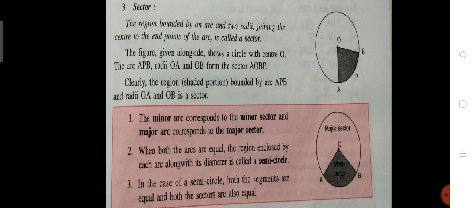And when both arcs are equal, it is the region enclosed by each arc along with the diameter, that is, the semicircle. In the case of a semicircle, both the segments are equal and both sectors are also equal. That is the important thing for a semicircle. So these are the important terms in a circle.